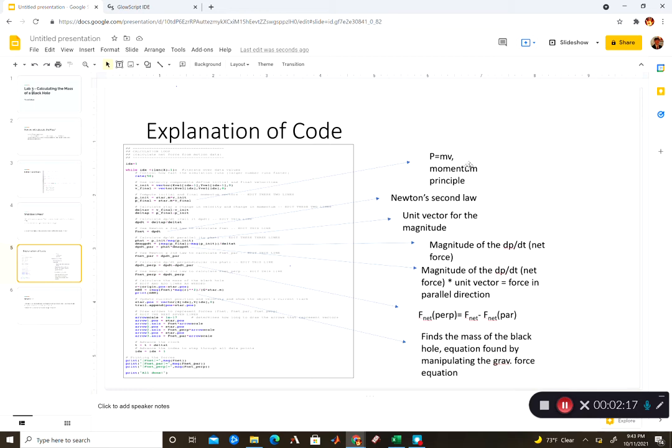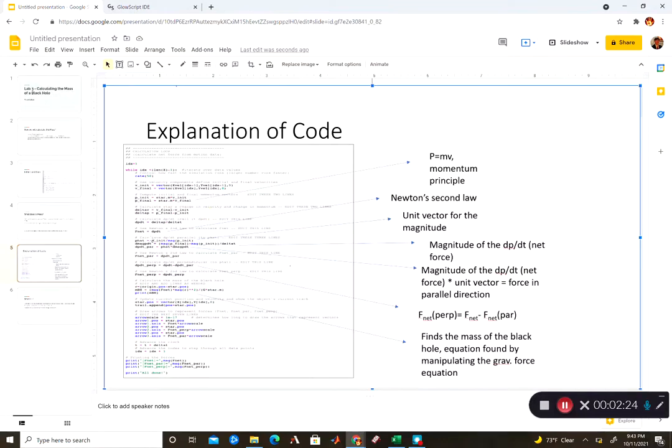As you can see, the momentum principle is that momentum equals mass times change in velocity. Here we coded for Newton's second law, which is net force is equal to the change in momentum with respect to time. And then, as you can see here, you have the unit vector for magnitude calculated here. Next, you have the magnitude of dp over dt, so the magnitude of the net force.